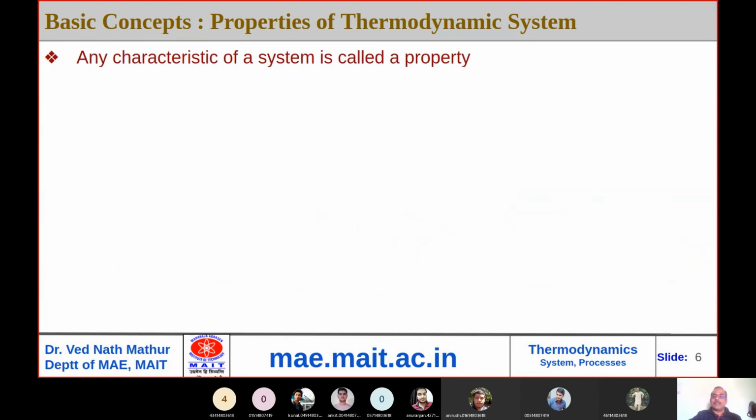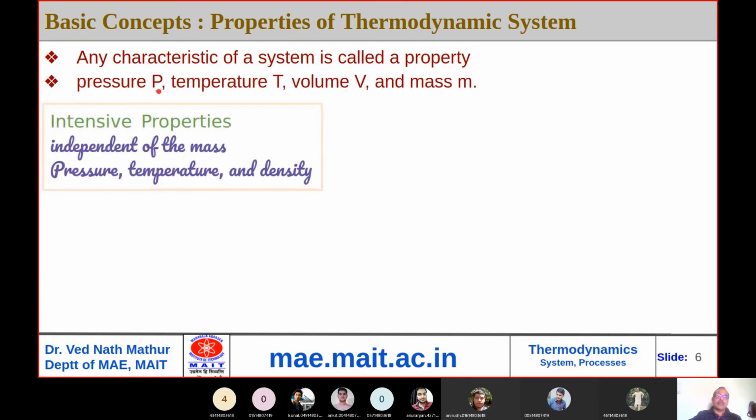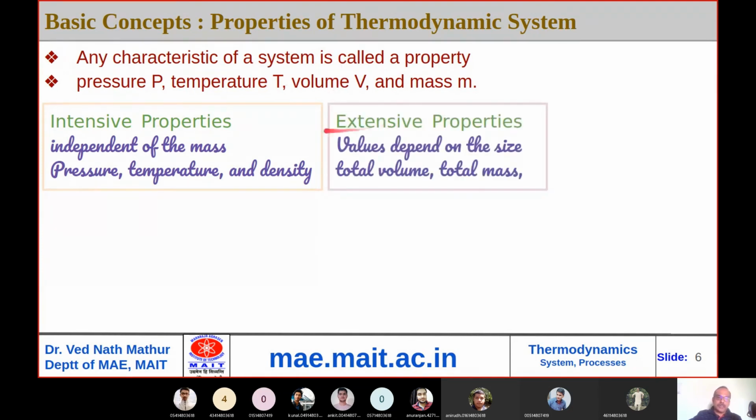Okay, how do you define system? We define system with the help of some characteristics which are called properties of the system. These are pressure, temperature, volume, and mass. Now these properties can be intensive properties, or they can be extensive properties. Now, what are intensive properties? All those properties which are independent of the mass are called intensive properties, like pressure, temperature, and density. The properties whose values depend on the mass or size of the system are called extensive properties, like total volume or total mass.